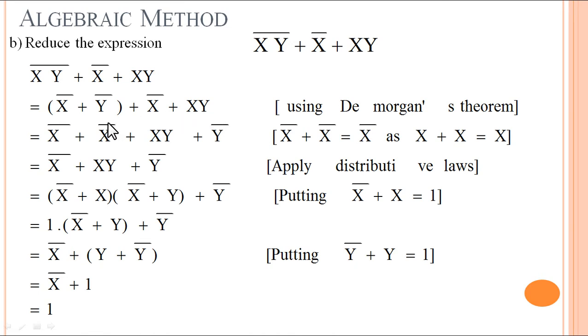By rearranging in a proper way, we get the common term x bar written here, then x into y, and y bar written here at the last. It doesn't make any difference; you can write it here or there. So as per the rule, x plus x is equal to x.